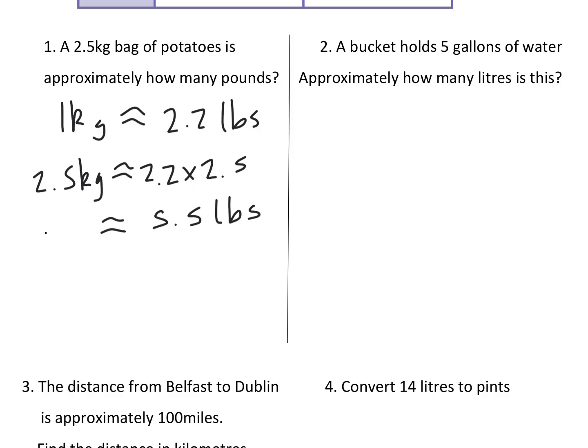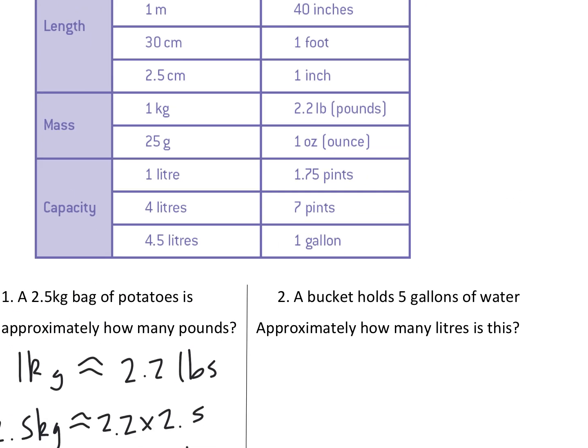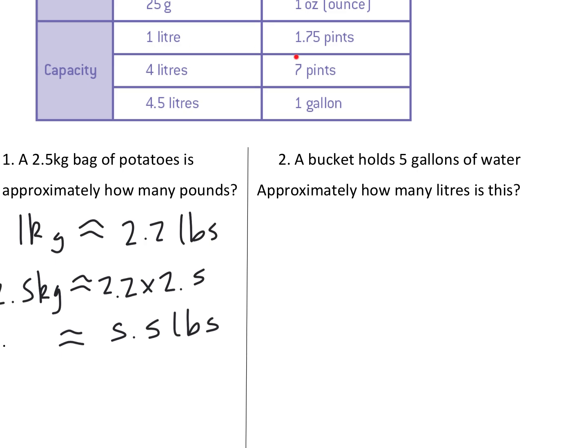Number 2. A bucket holds 5 gallons of water. Approximately how many litres is this? So we're going to try and change gallons to litres. You wouldn't be expected to know that, so you could use this conversion for capacity. 1 gallon is 4.5 litres. So 5 gallons would be 5 times 4.5. 5 4s are 20. 5 0.5s is 2.5. So that's 22.5 litres.